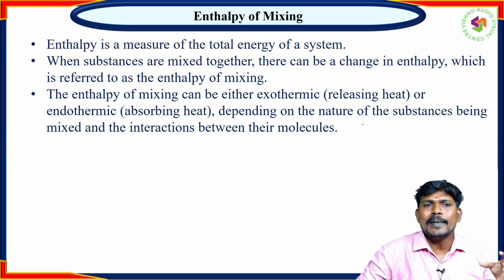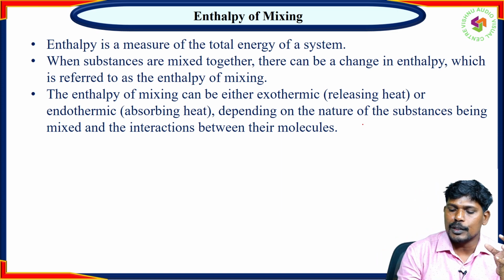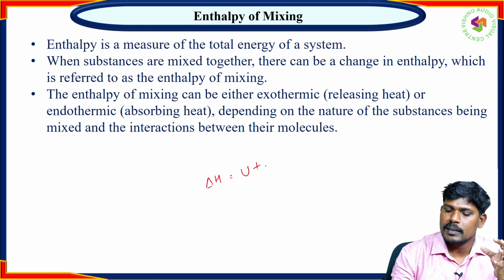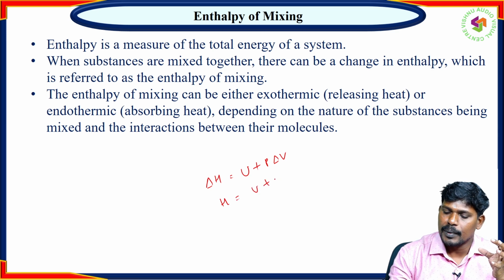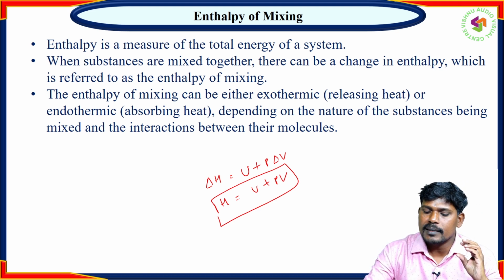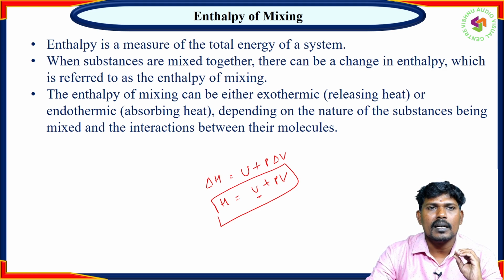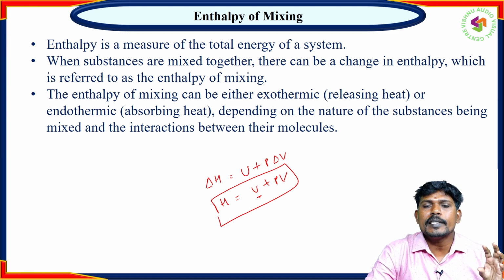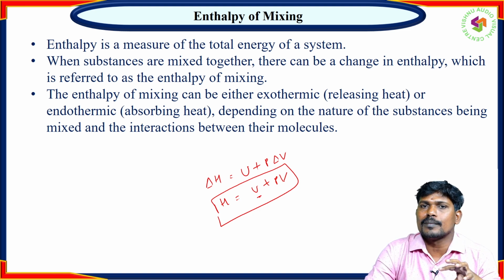Generally enthalpy is denoted as H, which is equal to U plus PV. This is the enthalpy formula. What is the meaning of that? The enthalpy of any system is equal to the internal energy of the system plus the pressure and volume of the system. So the enthalpy is a measure of the total heat energy of the system.